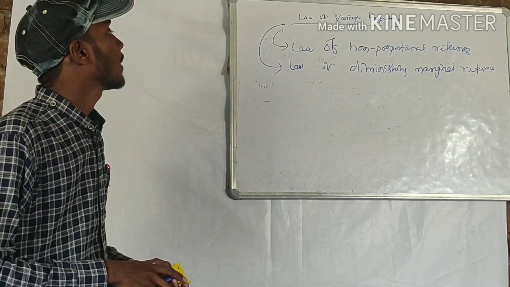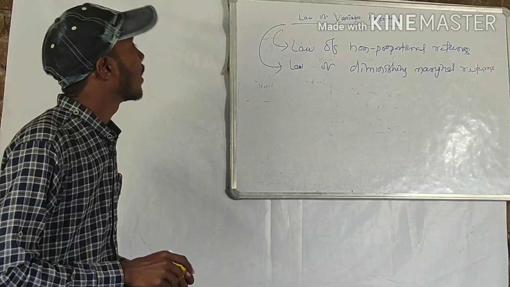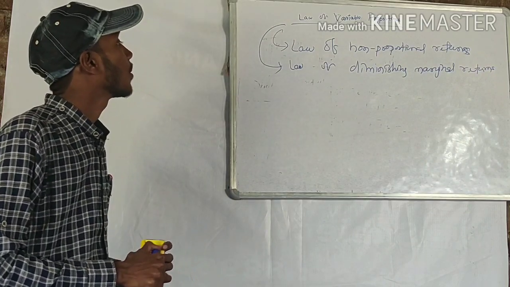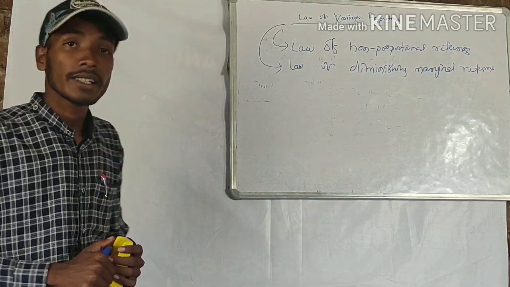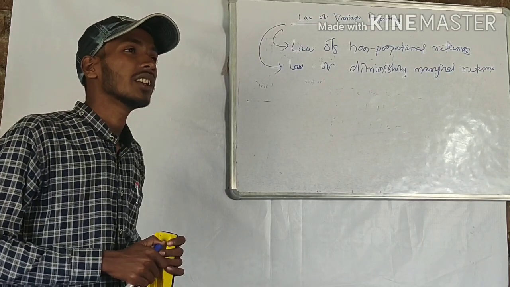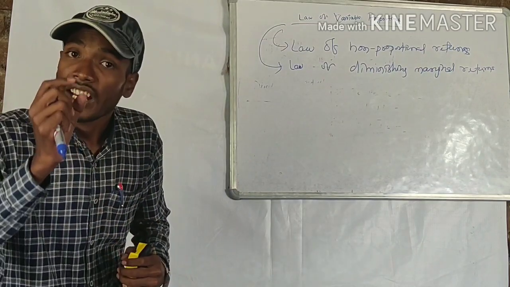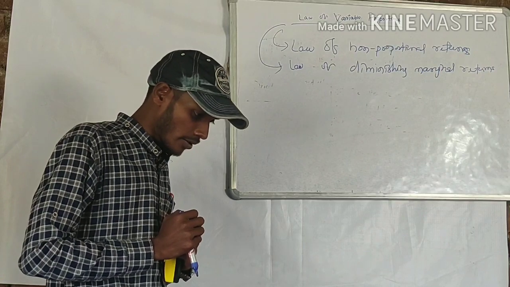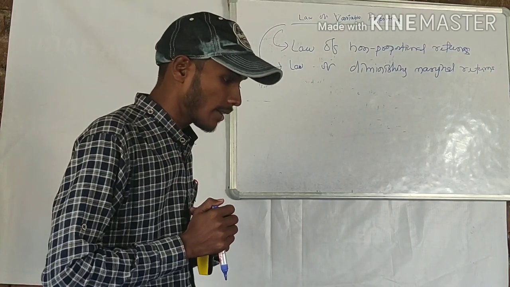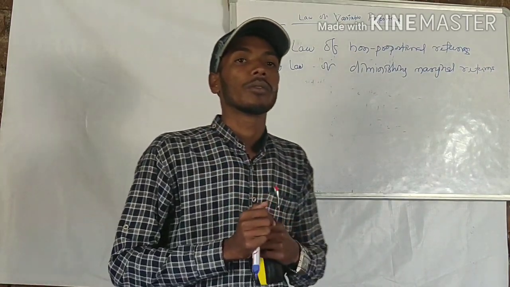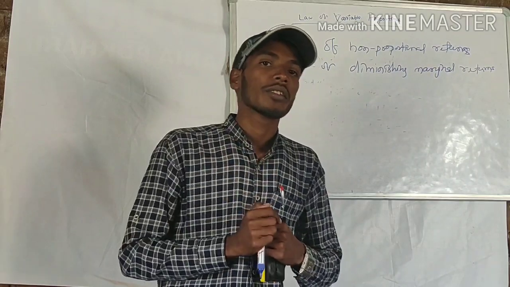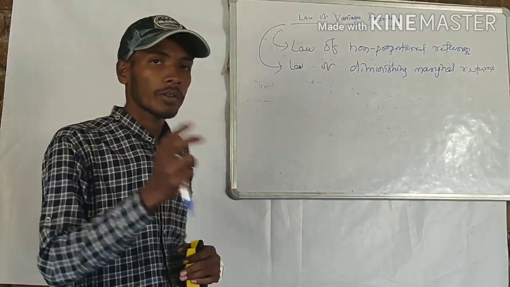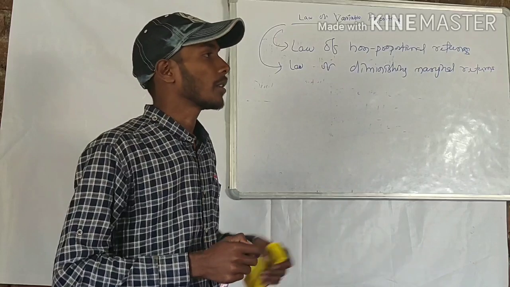Now I will explain the law of variable proportion. This is otherwise known as the law of non-proportional returns and the law of diminishing marginal returns. Actually, some of the earlier economists, such as Marshall and Ricardo, used it. Perhaps you may not know this topic, but I will explain it to you.